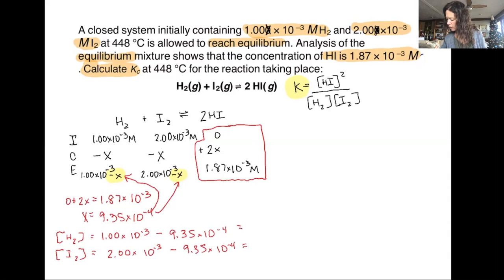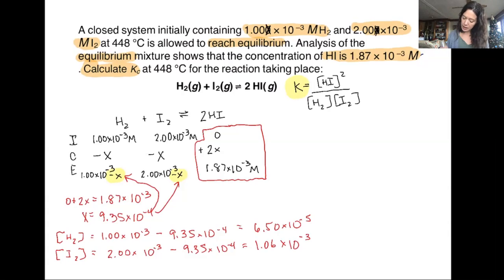1 times 10 to the negative 3 minus x, 6.50 times 10 to the negative fifth. 2 times 10 to the negative 3 minus 9.35 times 10 to the negative 4 is 1.06 times 10 to the negative third.